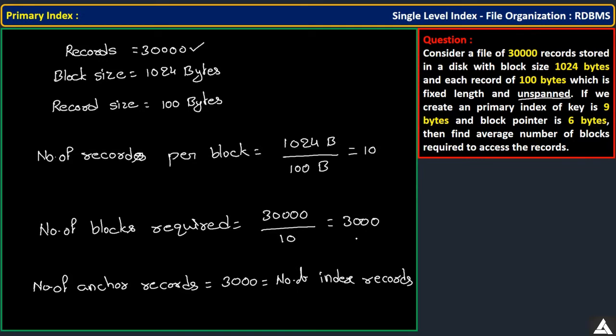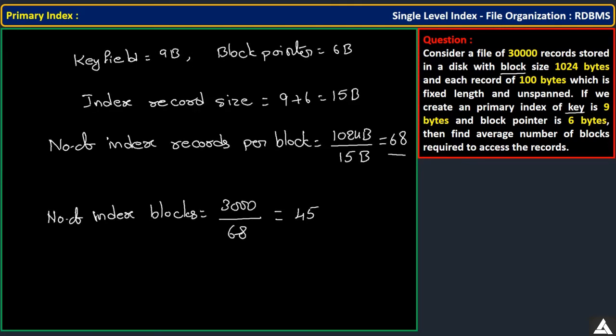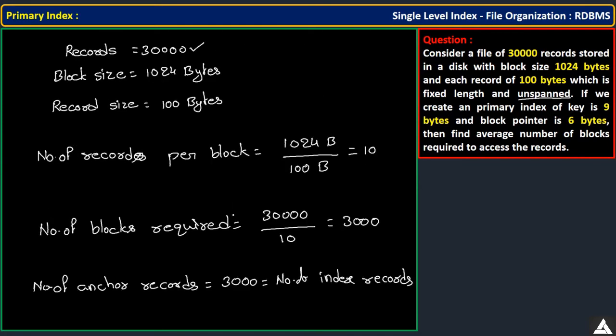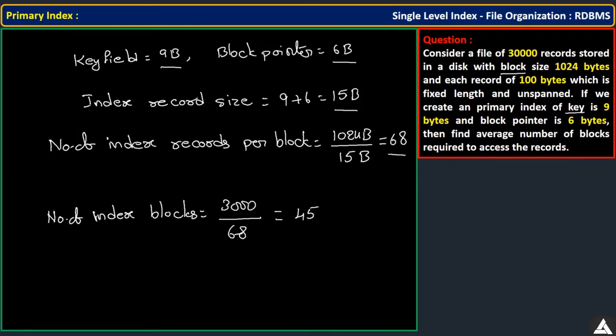Now that many blocks are there means that many anchor records are there. That many anchor records are there means that many index records are there. So that is our conclusion from this. Now from this, what we are going to do: key field is 9 bytes given, block pointer size is 6 bytes. That means one index record is 15 bytes. So here 3000 index records are there. One index record size is 15 bytes. That is what we calculated.